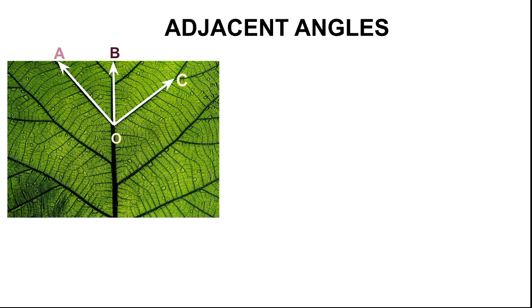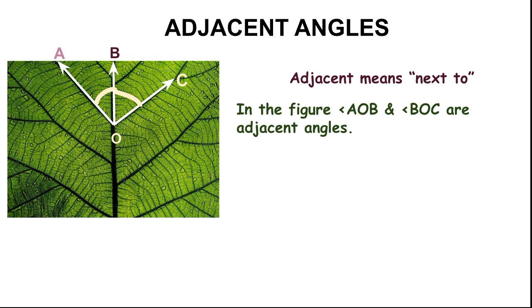In this we can see two angles, angle AOB and angle BOC. They are called adjacent angles. Angle AOB and angle BOC. Adjacent means next to. As these two are next to each other, they are called adjacent angles. In the figure, angle AOB and BOC are the adjacent angles. This is angle AOB and this is angle BOC.